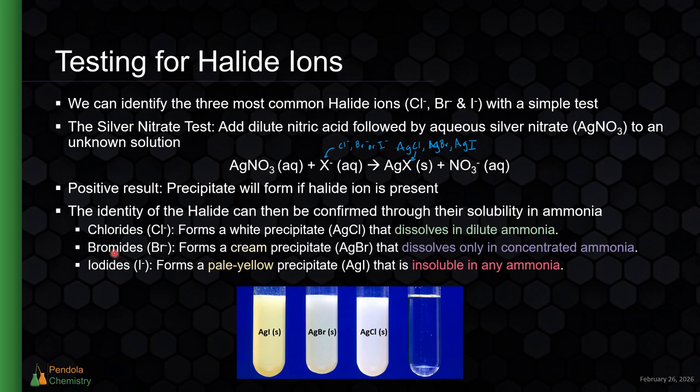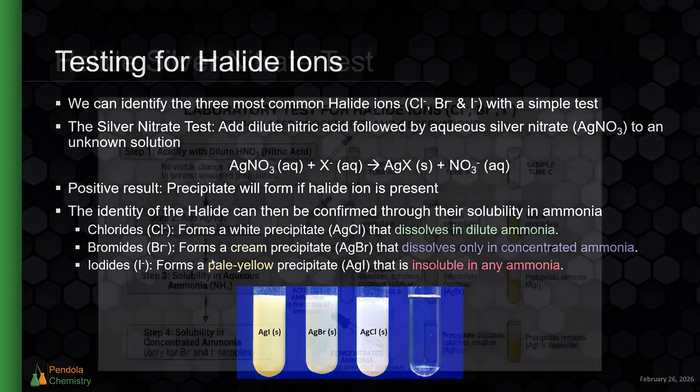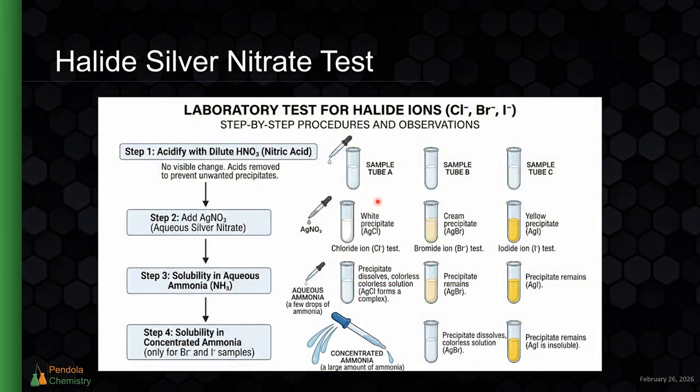So let's look at how we would look at this test in a more clear picture. What we will do is, if we have 3 samples, for example, one of each ion, or if we're just testing a sample, we will first acidify that solution by adding dilute nitric acid. Now, at that point, we're not going to see any changes in that solution. What the nitric acid is doing is acidifying the solution so that it prevents unwanted precipitates from contamination.